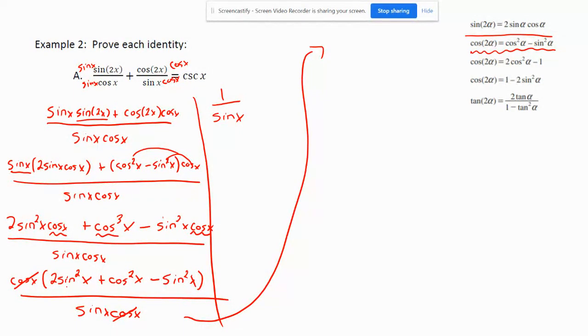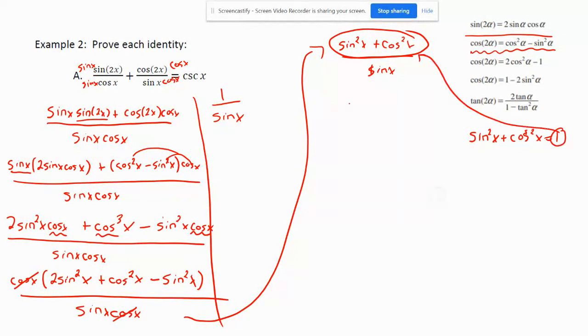Continuing to simplify the numerator, we have 2 sine squared minus sine squared is going to leave us with sine squared plus cos squared over 1, and over sine x. And we know, guys, from our Pythagorean identity that sine squared x plus cos squared x equals 1. So I'm going to replace this 1 over here, and this gives us 1 over sine x.